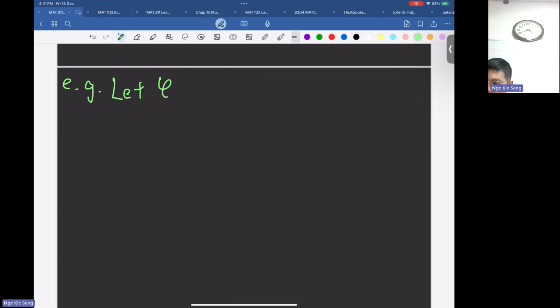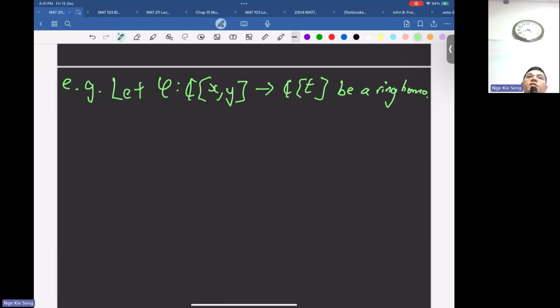Let phi be a map from the two-variable polynomial ring to the one-variable polynomial ring. Okay, be a ring homomorphism. Okay, how should I define this ring homomorphism? I just need to tell you where the variables go. Okay, where the generators go. X to t, y to t squared. Okay, I fix it like this. Is this surjective or not?